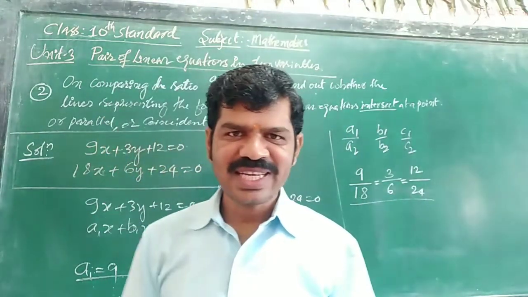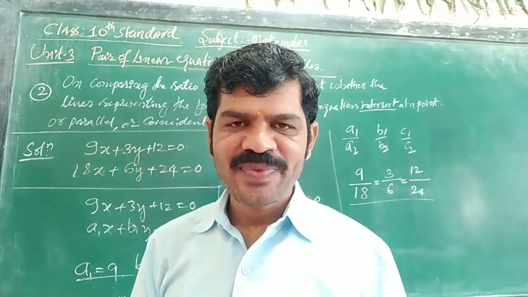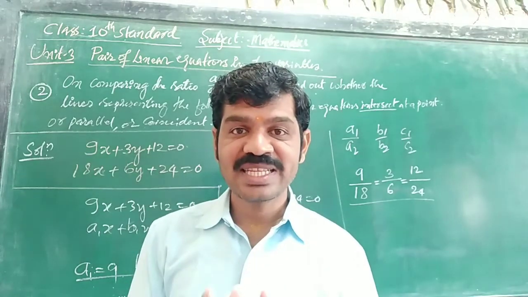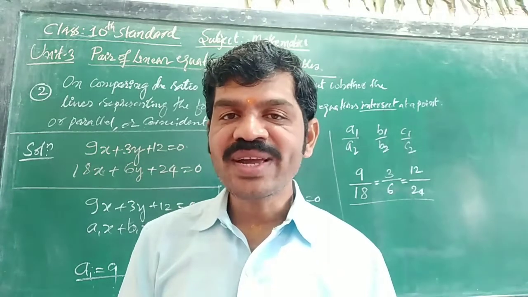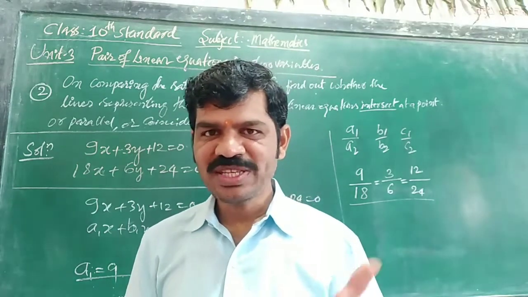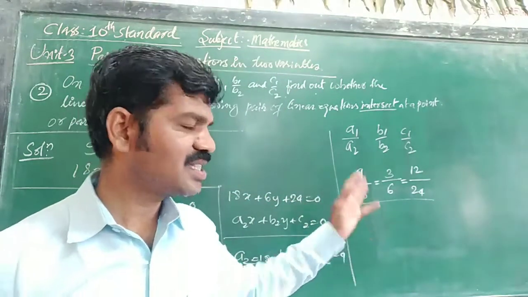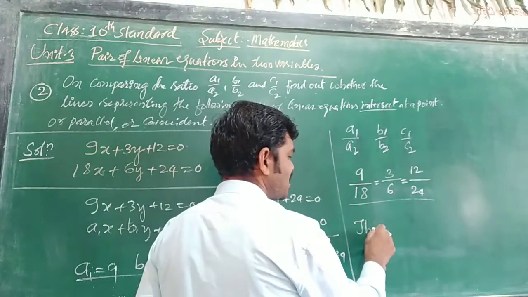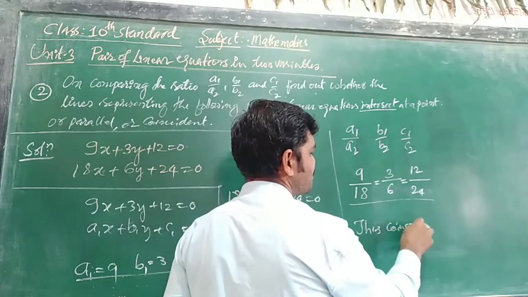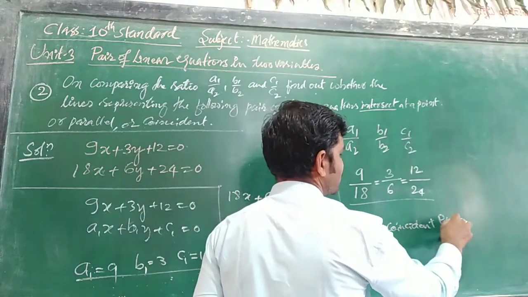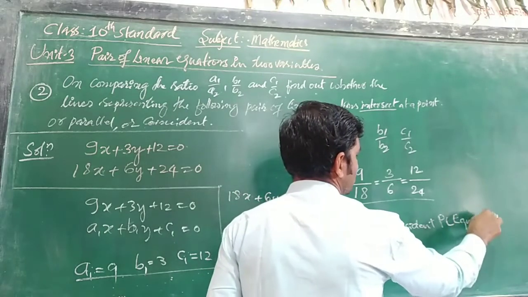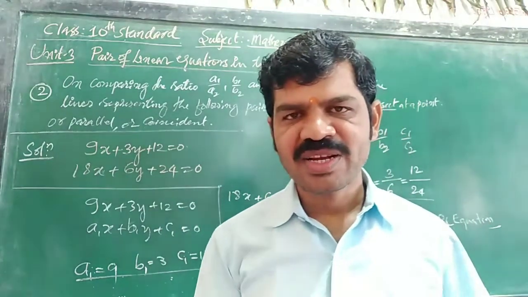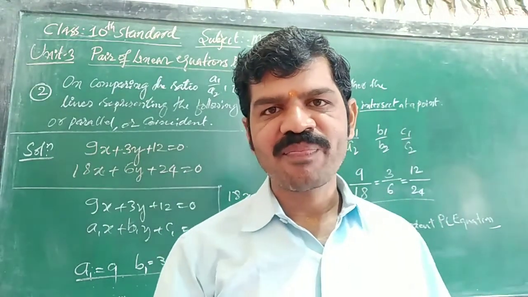We know the condition we have already seen in my last class, that if a1 by a2 is equal to b1 by b2, that is equal to c1 by c2, then these kinds of equations are coincident equations. So please recall it. So this is the equation which is coincident. Now let us write: this is a coincident pair of linear equations.